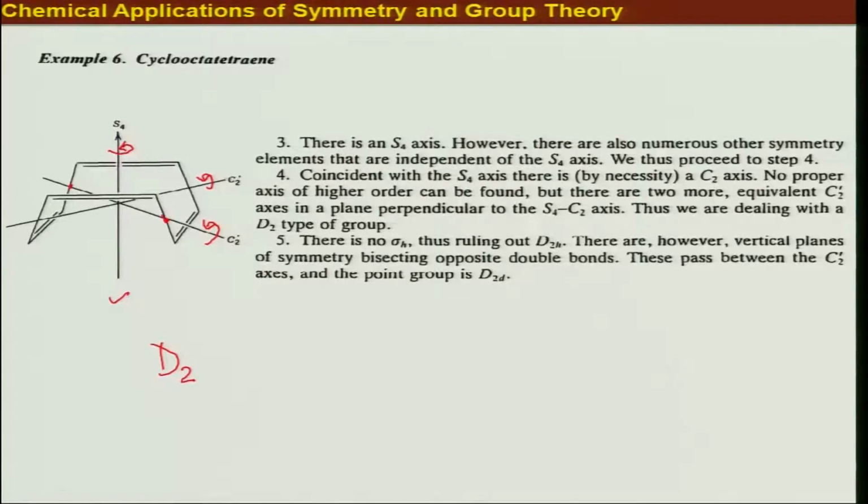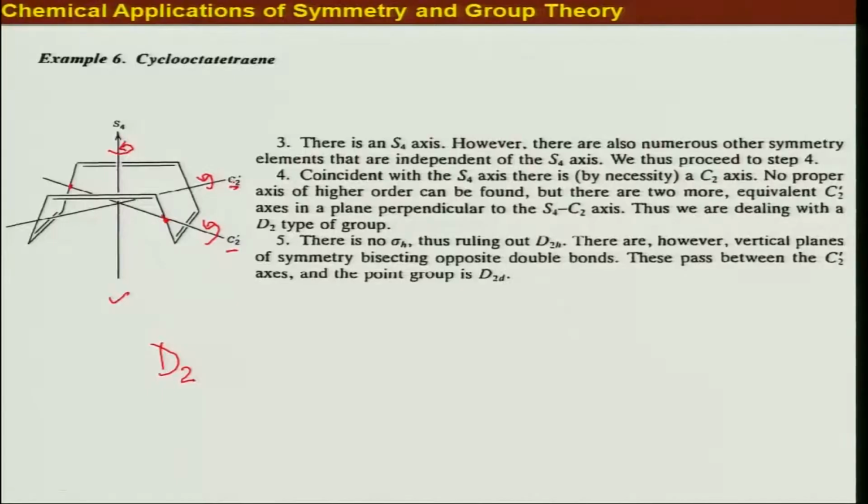So, I have these two C2 primes, here and here, and the definition of sigma d is that for a sigma plane to be called sigma d, that plane has to bisect the dihedral angle formed by the principal axis and the two perpendicular C2s.